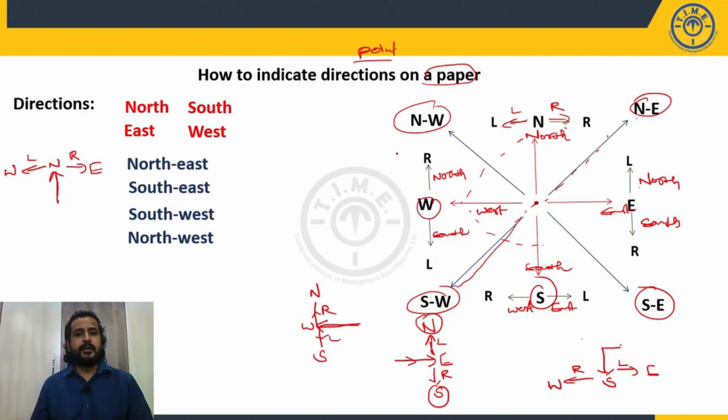So how are we going to indicate directions on paper? With respect to a point, upwards is towards north, downwards is towards south. Right hand side will be east, left hand side will be west. While moving north, left hand side is west, right hand side is east. While moving towards east, right hand side is south, left hand side is north. While moving towards south, left hand side is east, right hand side is west. While moving towards west, left hand side is south, right hand side direction is north.